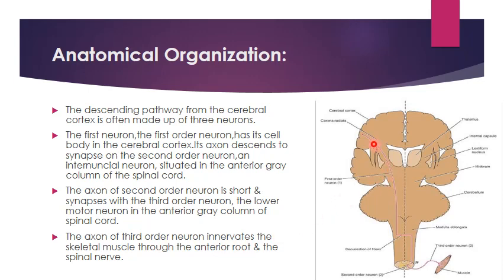Now in this diagram you can see this is the first order neuron, and the axons arises from the cerebral cortex and they reach to synapse with the second order neuron in the anterior gray column, which is the interneuron, and the axons of the second order neuron then synapse with the third order neurons, which are alpha or gamma motor neurons, in the anterior gray column, and then the axons of the third order neuron innervates the skeletal muscles.